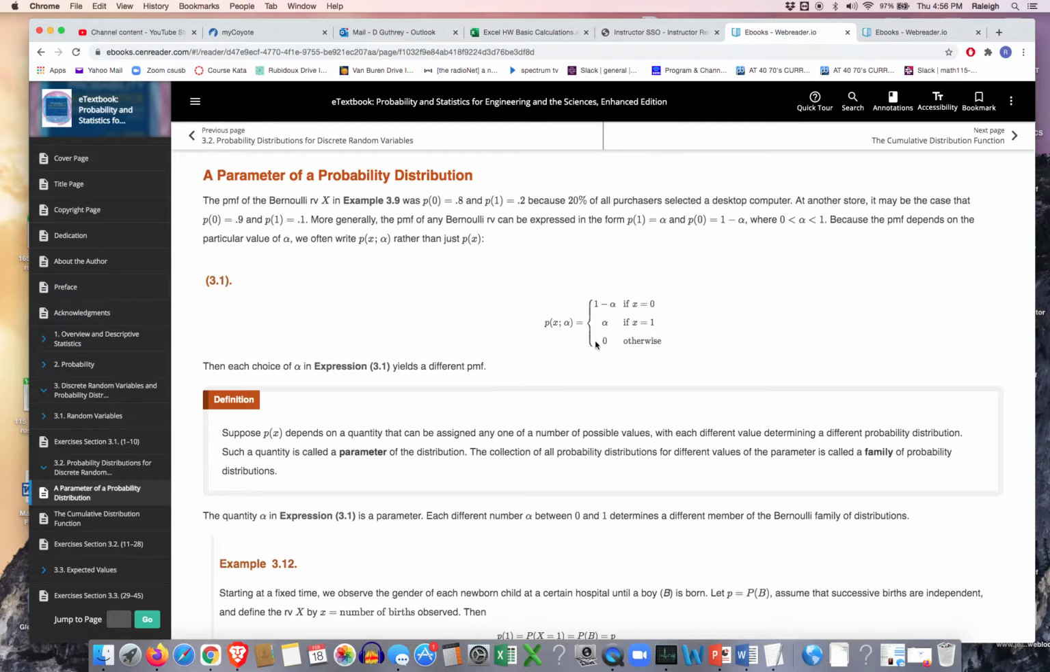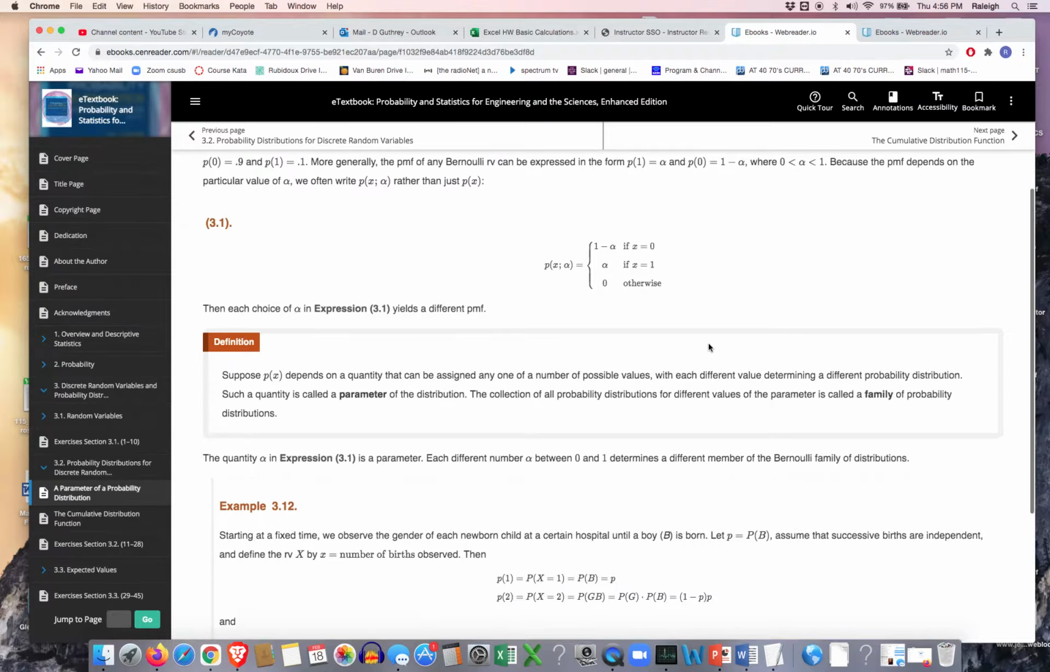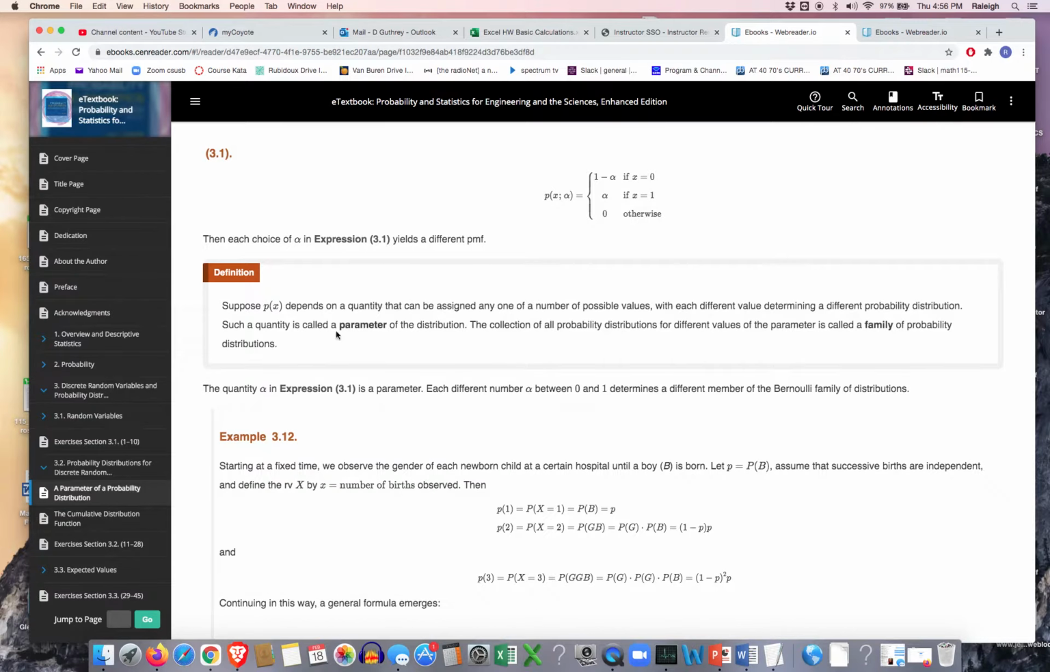So here's the list. We can say that if x equals 0, you have 1 minus alpha. If x equals 1, you've got the alpha, and 0 otherwise. I might have started with the alpha first and gone to 1 minus alpha second and just skipped that third line, but that's just me. Your book has a little bit of a different way of looking at things, which is fine.